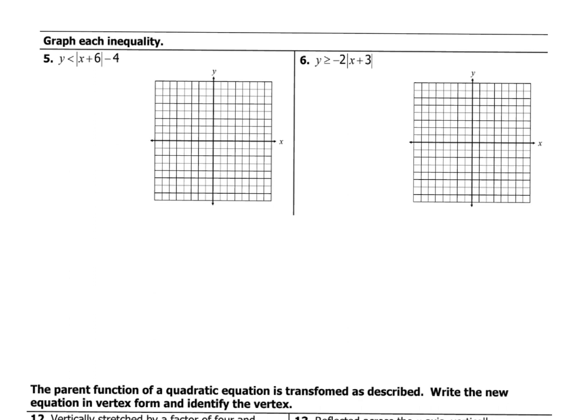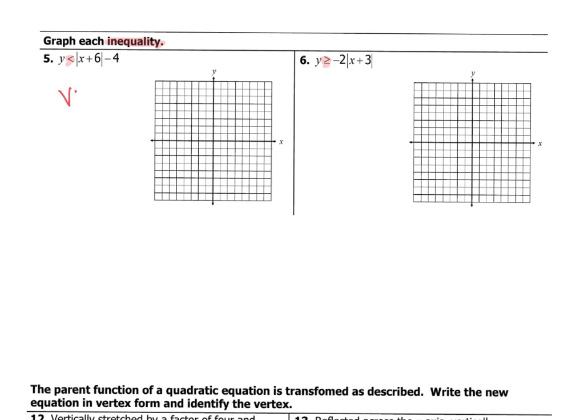Okay, on numbers 5 and 6, we have absolute value inequalities. That means we've just added this greater than or less than sign after our y. It really doesn't change anything when it comes to finding your vertex or plotting your points. It just changes maybe how we connect our points, and we will always have shading either above or below the line. So we still are going to start in the same way.